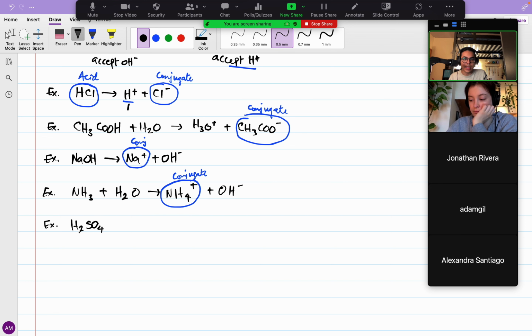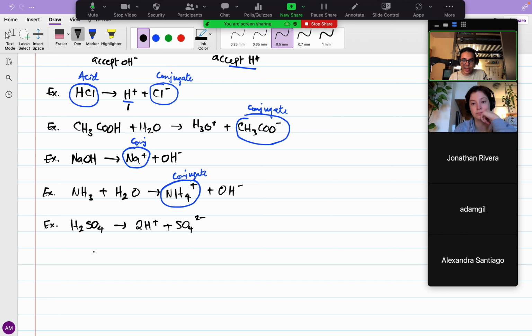H2SO4 has two hydrogens to give up, right? And H2SO4 breaks up into two H pluses and SO4 2 minus. But SO4 2 minus is not the conjugate of H2SO4. That's the point that I'm trying to make. To get a conjugate, you need to do it one at a time. Here we have H2SO4 give off both of its H pluses in one go. And then the resulting part is SO4 2 minus.